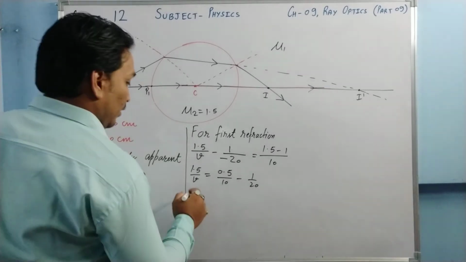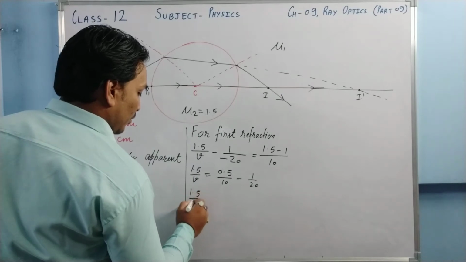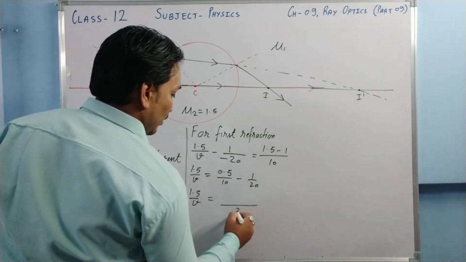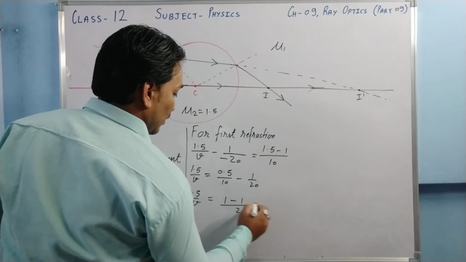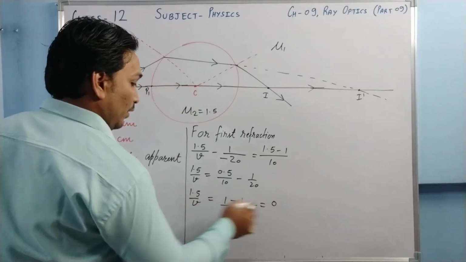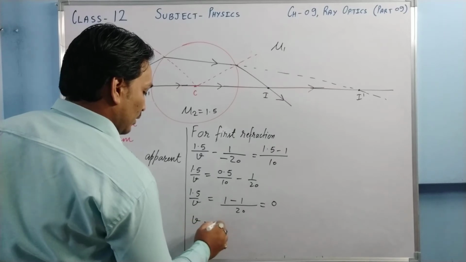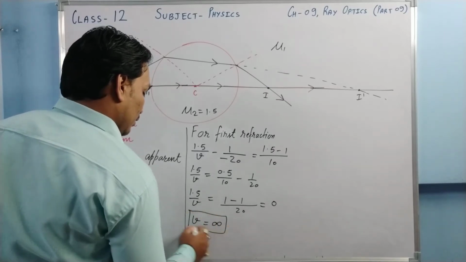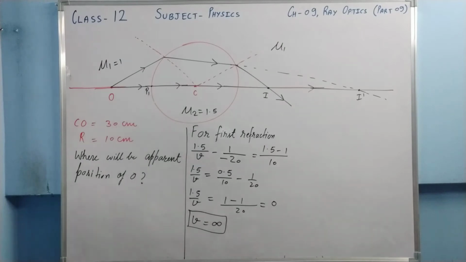So it will be 1.5 upon V is equal to, LCM will be 20, it will be 1 minus 1. Answer is 0. So 1.5 upon V is equal to 0. So V is going to be what? Infinity. So basically there will be a change in the ray diagram.